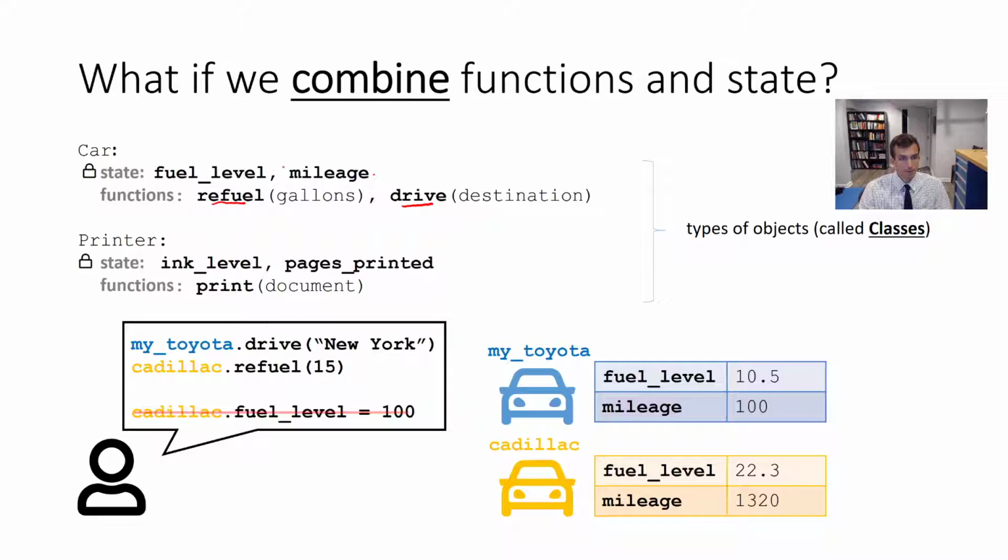Okay? You understand how these functions allow a user, somebody that created the object, to go ahead and do something with them. And by doing something with them, you're going to be adjusting the state variables. A printer, different than a car, but the same idea, right? Has some ink level, some pages printed, and maybe you could print something. And as you print something, then of course pages printed goes up, ink level goes down, the same idea.